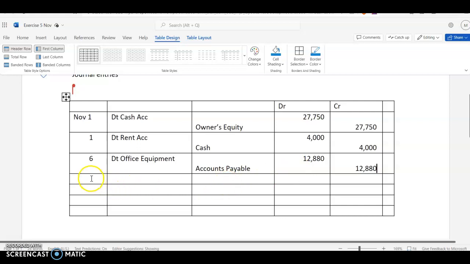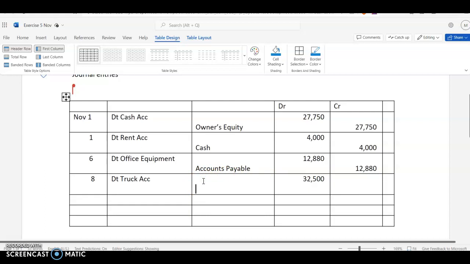Number 8. Debit. Purchase of truck, debit truck account, truck. How much? 32,500. Credit is cash. How much? 6,500.